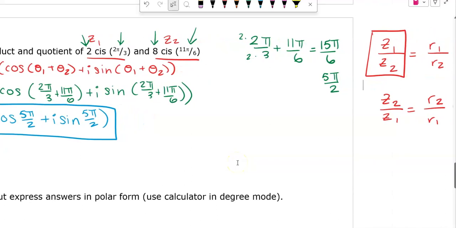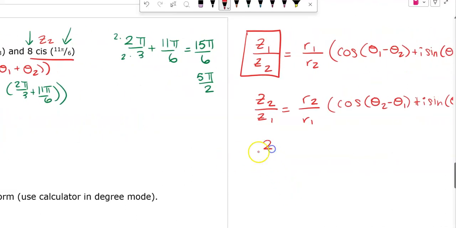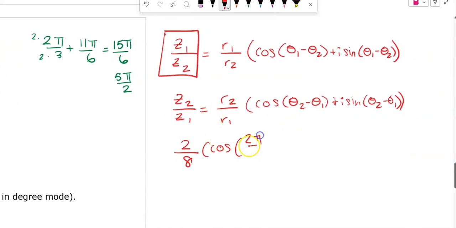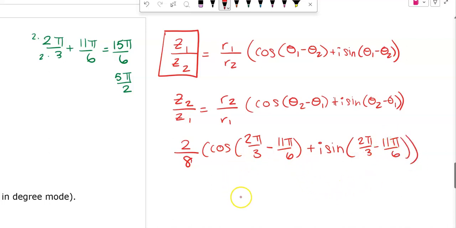So my R for Z1 is 2. So I'm going to do 2 divided by the R in my Z2, which is 8. And then I'm going to go cosine, and then theta 1 was 2 pi over 3, and theta 2 was 11 pi over 6. Okay, now I just need to simplify what I've got here in my parentheses for my angles. So if I do 2 pi over 3 minus 11 pi over 6, same as this one, I got to get a common denominator, so I got to multiply by 2. So now I've got 4 minus 11. And so 4 minus 11 is negative 7 pi over 6.